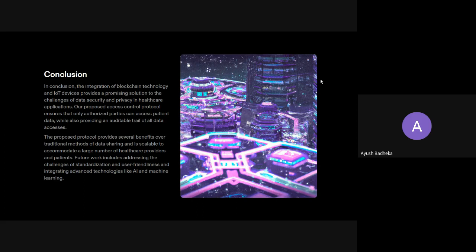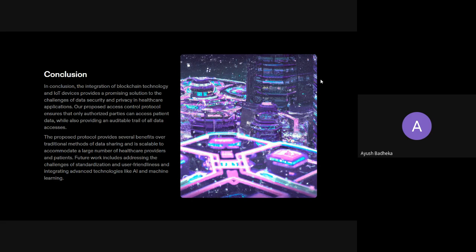A comparative analysis can be performed on various access control protocols for IoT-enabled healthcare applications. Some of the access control protocols used in healthcare applications nowadays are role-based access control, that is RBAC. RBAC is the most prominently used access control protocol in healthcare applications; it provides access to resources based on predefined roles assigned to the users. Then there is ABAC, the attribute-based access control protocol, which on the other hand uses attributes of users and resources to determine access control decisions.